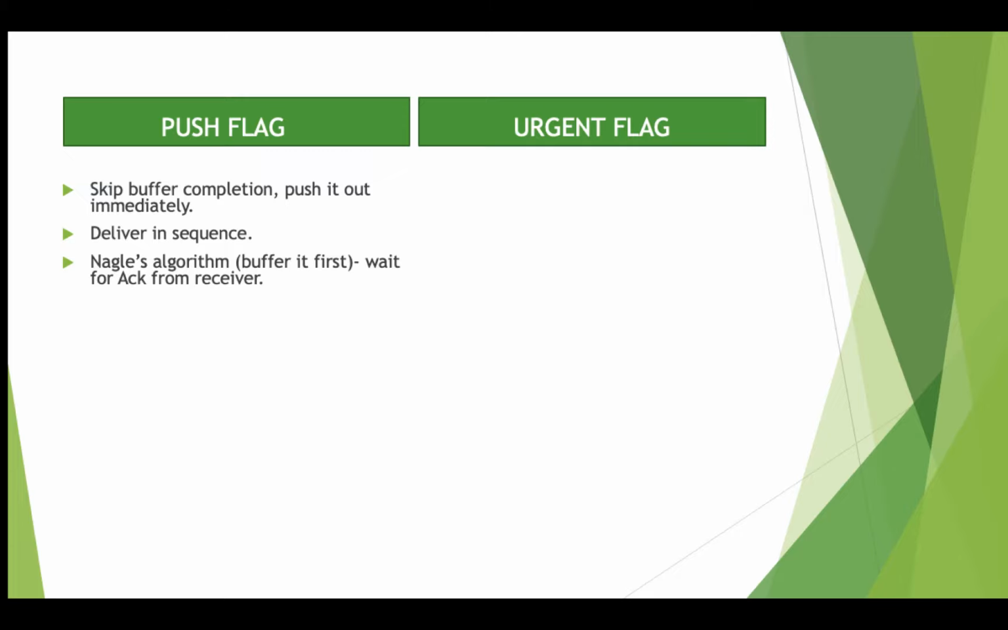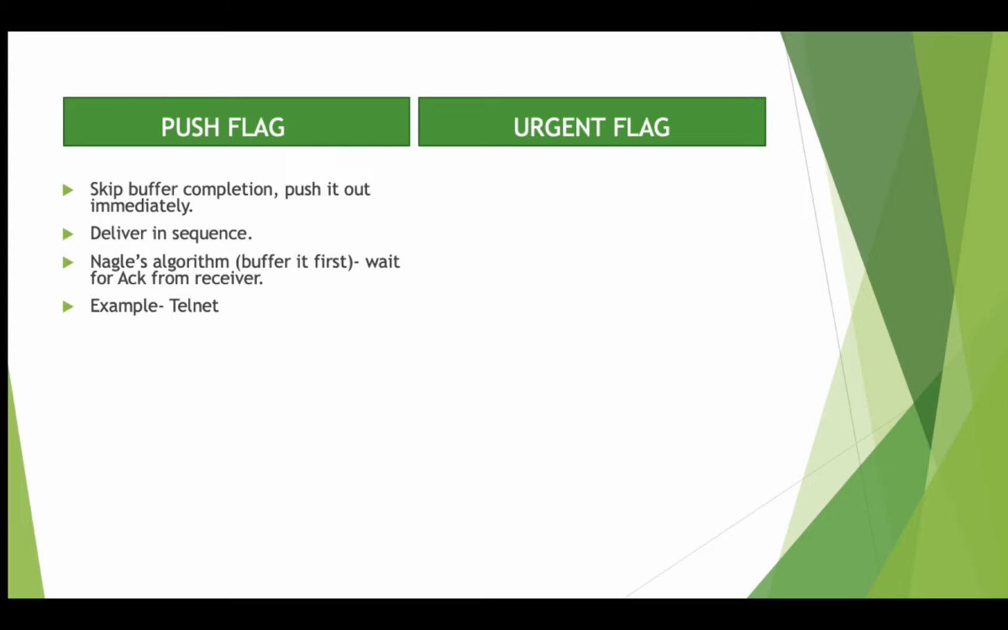Now, push flag works opposite to it. Push flag says, no, I don't need to do that. If it is important, like in the case of telnet, when we do telnet, we type 1 or 2 keystrokes as part of a command. We don't wait for any sort of completion or complete data. We need that command to be run. We need that character to be typed. So we just type it and hit enter. That is a perfect example of push flag. In that case, it completely nullifies Nagle's algorithm and sends that data immediately. So push flag is actually a negation of Nagle's algorithm.